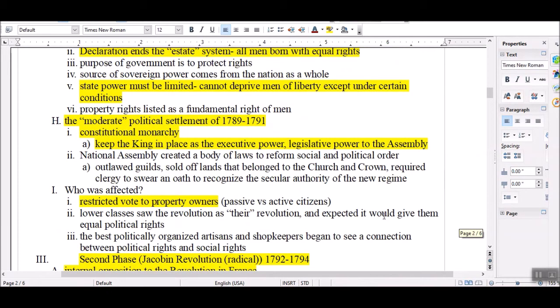So, the moderate political settlement was the idea that we have a constitutional monarchy where we keep the king in place as the executive power, and the legislative power goes to the assembly. That's all I'm really looking for there.